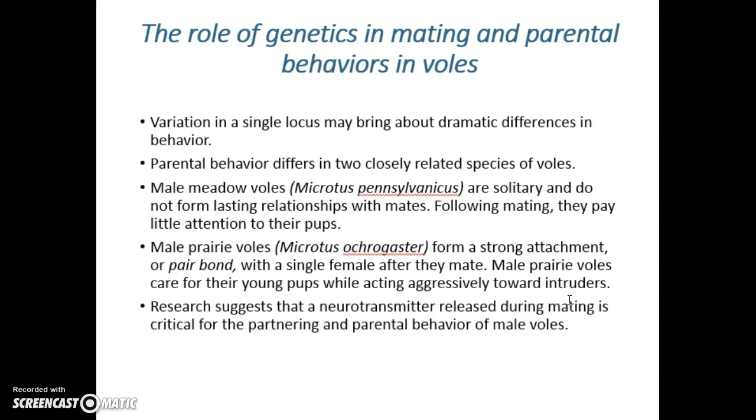What they've learned through looking at the DNA is that the difference between the two types of vole has to do with a single mutation, a single locus on the chromosome that influences the production of a neurotransmitter that's released during mating. When that neurotransmitter is present, it acts as a stimulus for partnering and parental behavior of a male vole. So when that mutation has occurred, there is no transmitter. Therefore, we have the voles that do not form any lasting relationships.